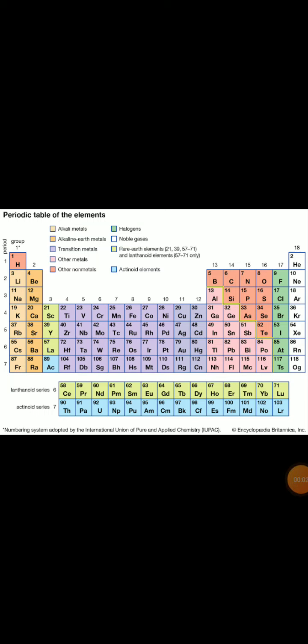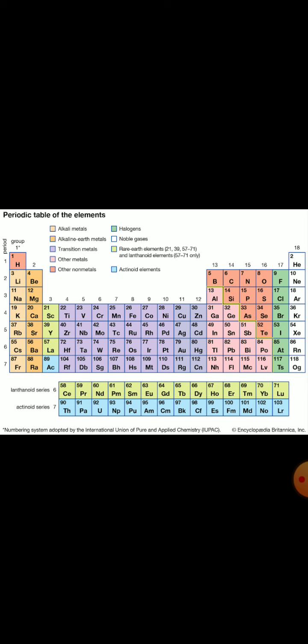Now let us talk about groups and periods of the modern periodic table. As we have already discussed, the vertical columns are called groups and the horizontal rows are called periods. There are a total of 18 groups and a total of 7 periods in the modern periodic table.